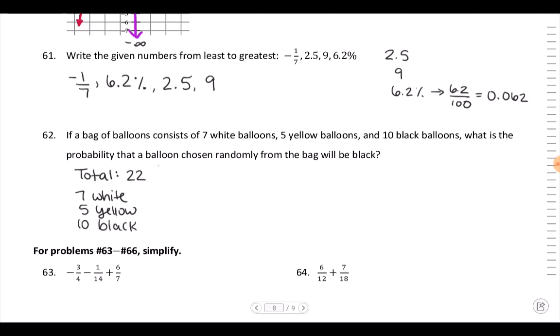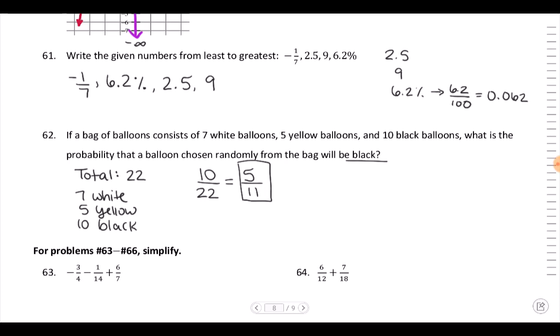Okay, so it says, what's the probability that it will be black? So we have 10 black out of a total of 22. And when we reduce this, it should be divided by 2, so 5/11. And it looks like we're going to leave it as a reduced fraction, 5/11.